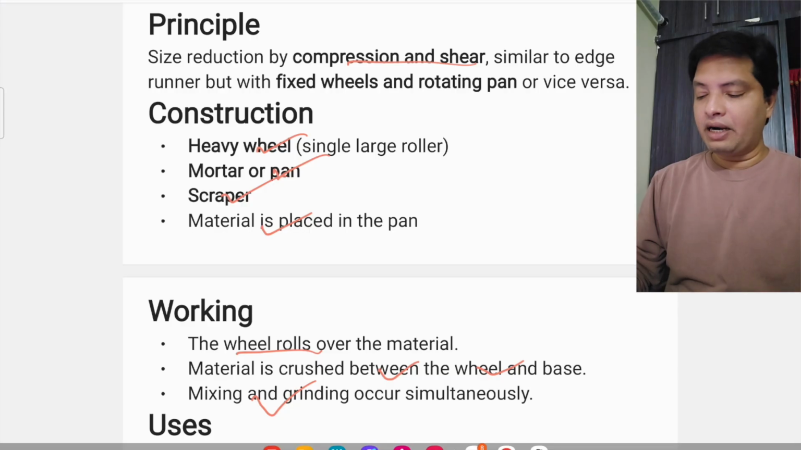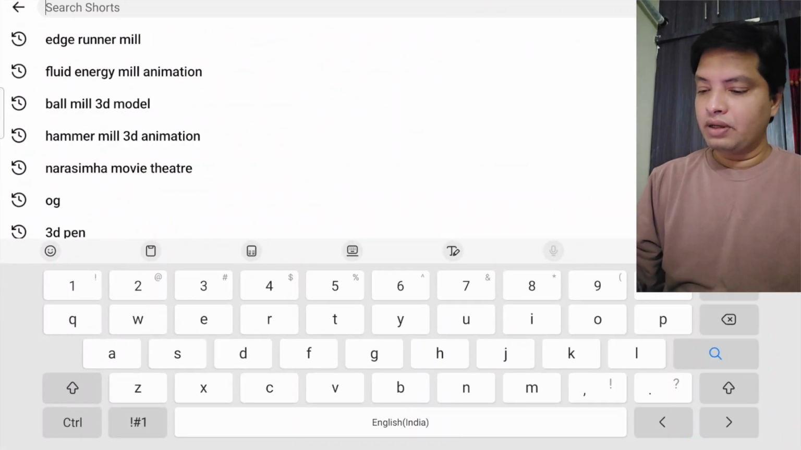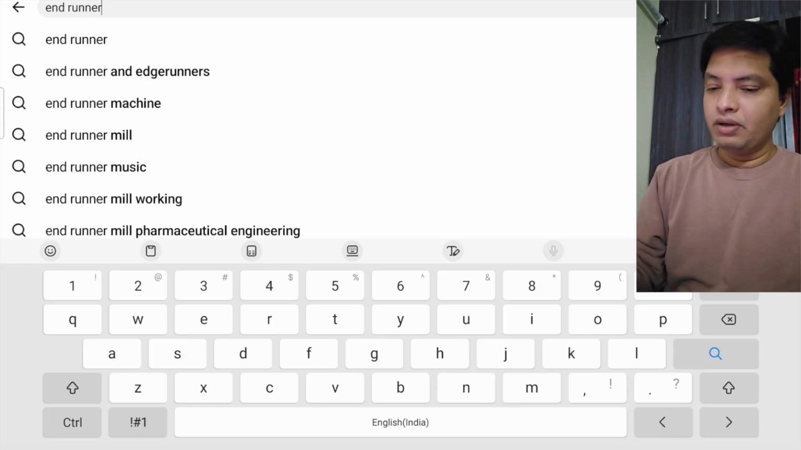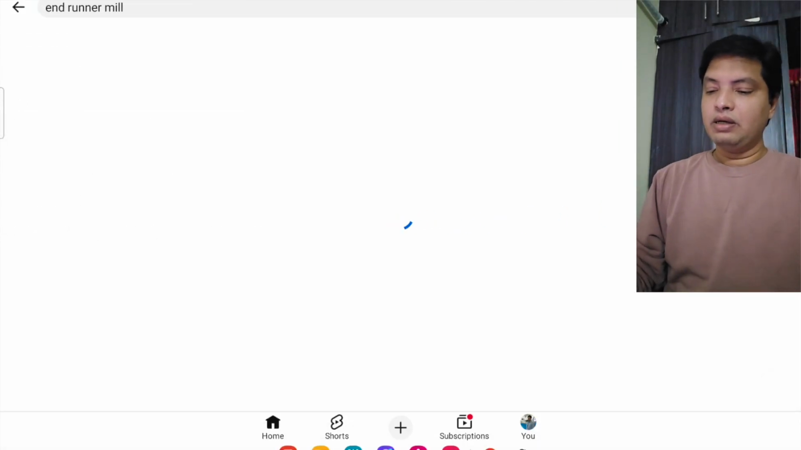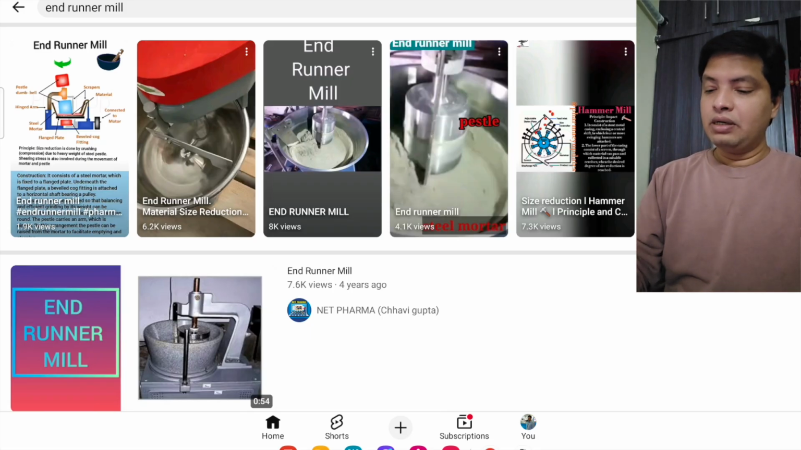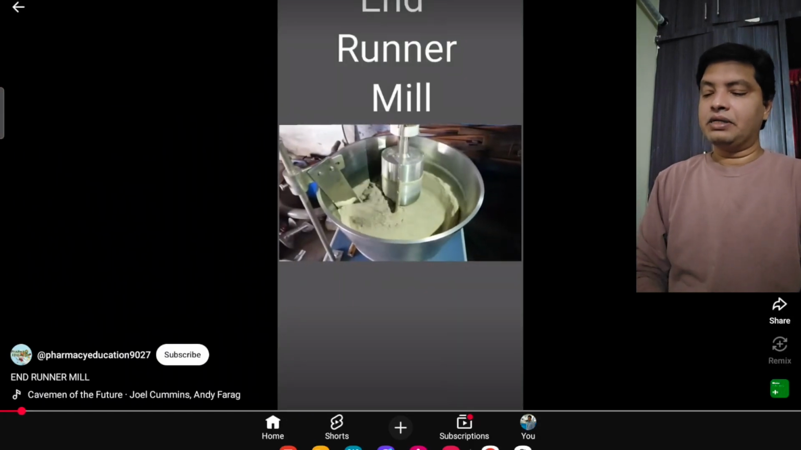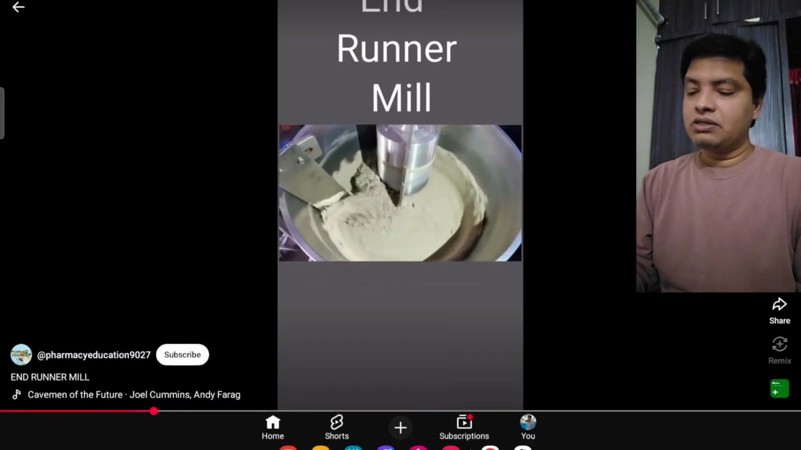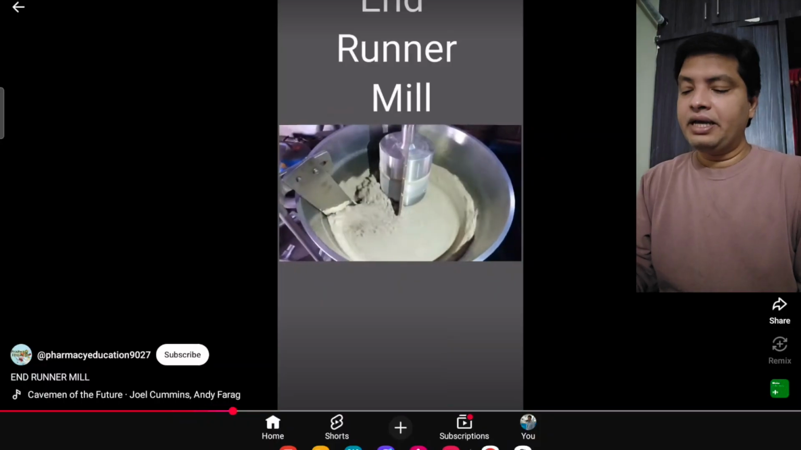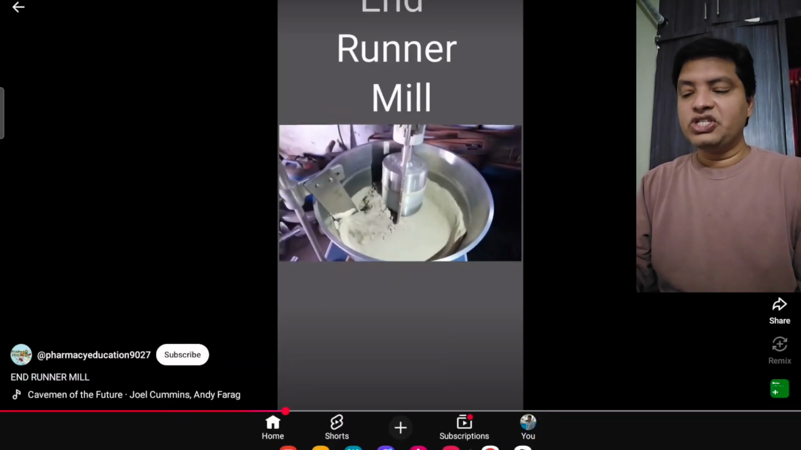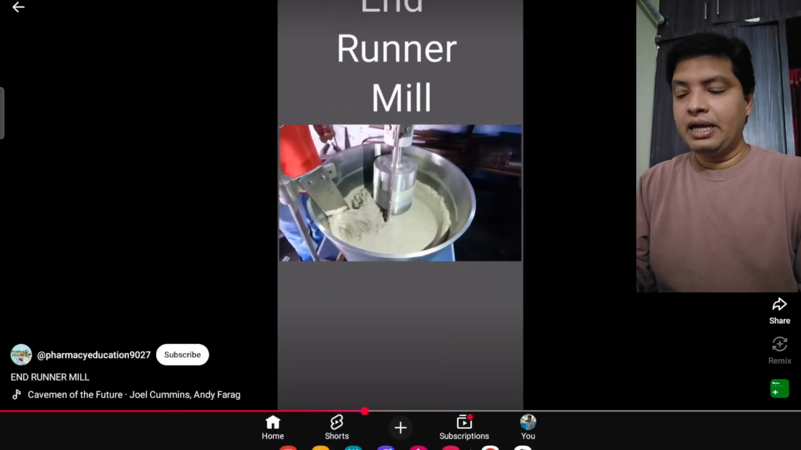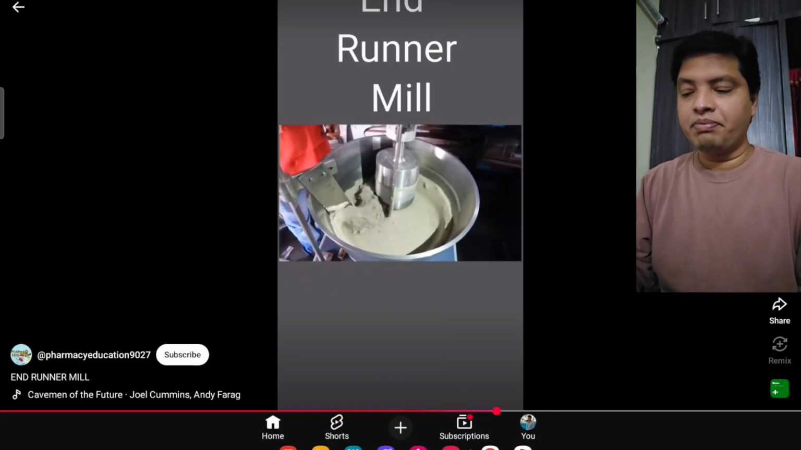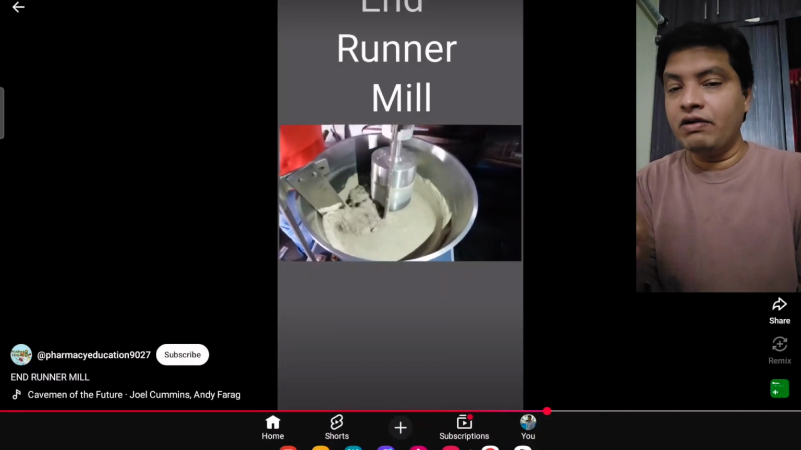We will try to see end runner now. See here, this is end runner mill. See, at the end we have that roll. One roll will be there at the end. A scraper will be there which will scrape. Here it will compress and shear, both. Shearing and compression is happening at the end runner. Due to this, the particle size will be reduced. This is the best example for end runner.